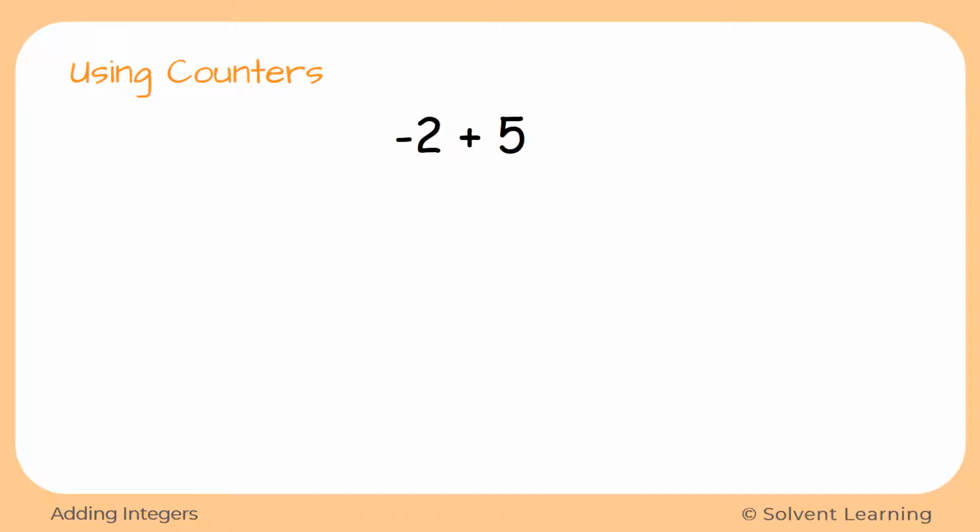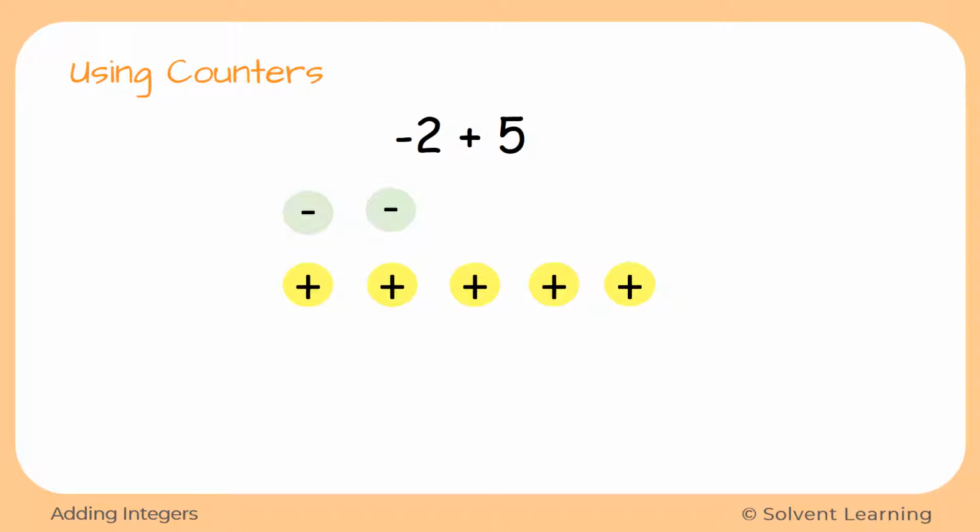One strategy is to use counters. Now you may have seen counters being used in your math class in school, and they look like little round chips that are used for counting. So if we want to use counters to add -2 and 5, we first start off with 2 negative counters, and this will represent the -2. And then we'll add 5 positive counters.